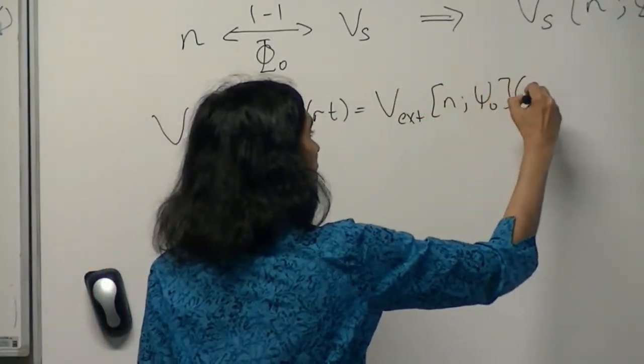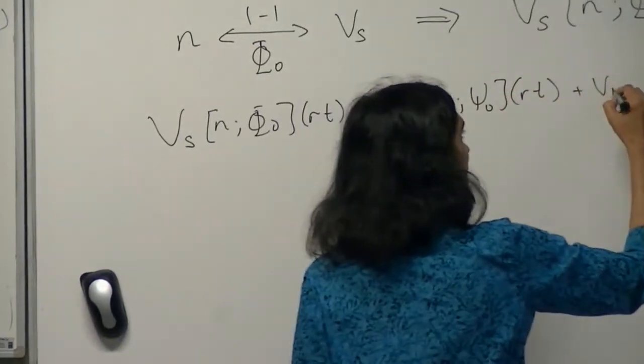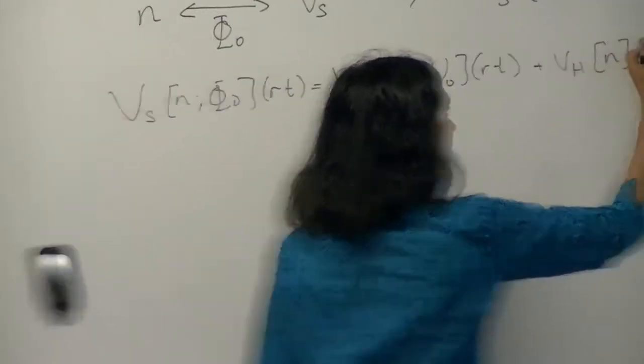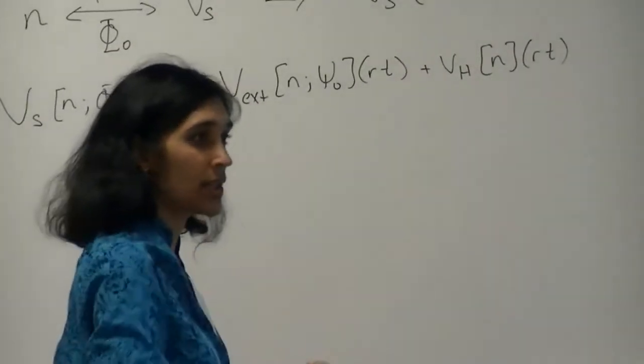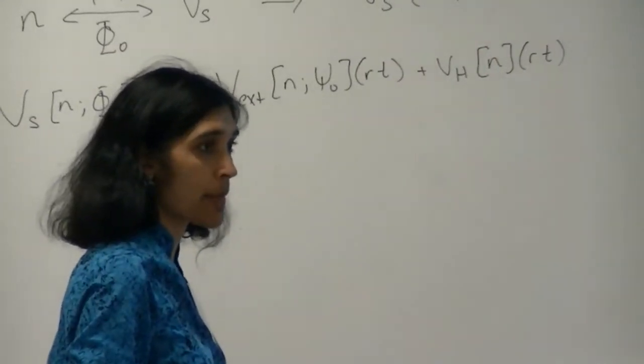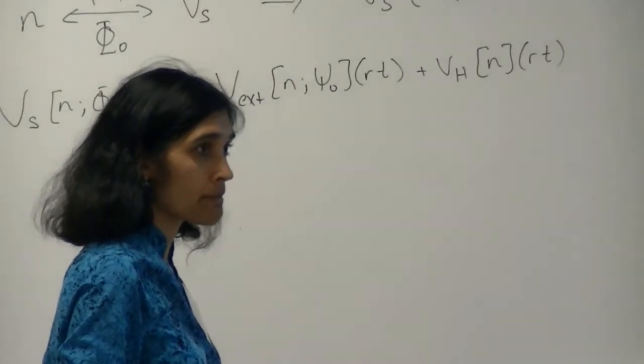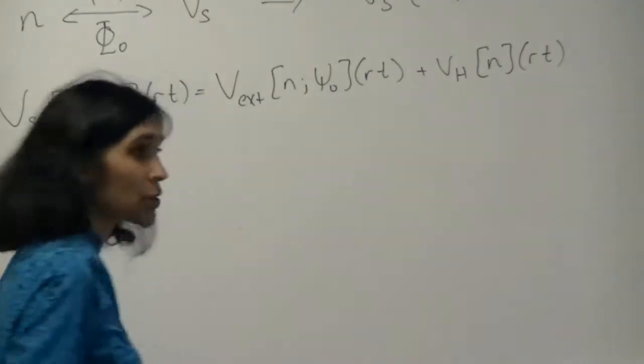Write it like this. Plus V Hartree. V Hartree doesn't have any initial state dependence because it's just a classical distribution of charge. Yes, sorry. Why is V external dependent as a functional of n? Why is V external a functional of n?